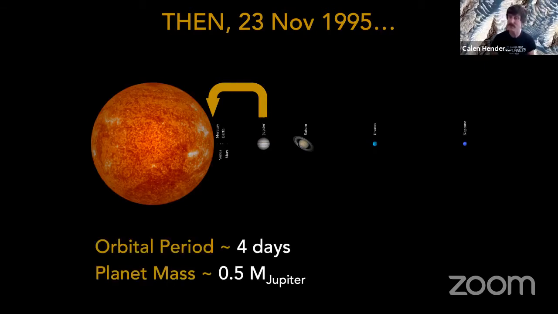51 Peg b is the name of this exoplanet, and it had an orbital period of 4 days and a planet mass about half the size of Jupiter. And so this led to a classification of planets called hot Jupiters, in particular because we just didn't have anything such as this type of object in the architecture of our own stellar system.